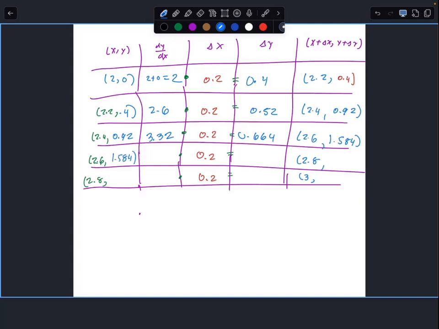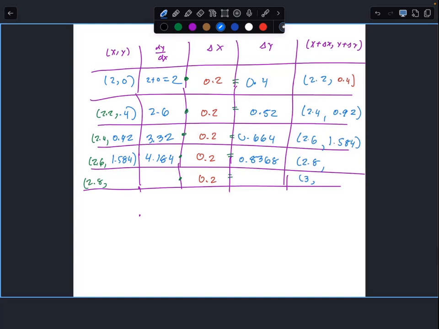I plug these back into my dy/dx, which in this case means I'm just adding them together, which gives me 4.184. I multiply this by 0.2 to find my delta y, which gives me 0.8368. I add this to my previous y value, which gives me 2.4208.